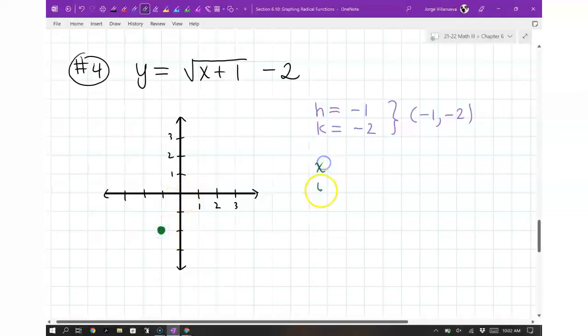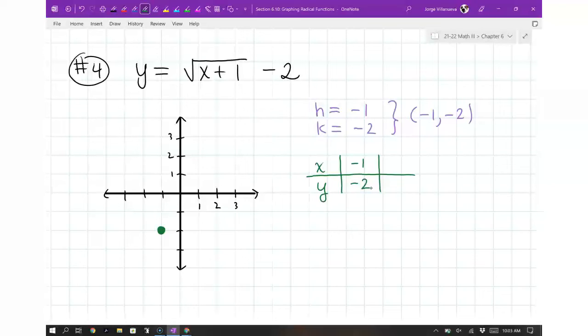Now let me make a chart because you need at least 2 points. Some teachers want up to 5. I don't really need to see that many. 2 is really more than enough. As long as you know what the graph is supposed to look like, 2 points is more than enough. So what x value should I pick?